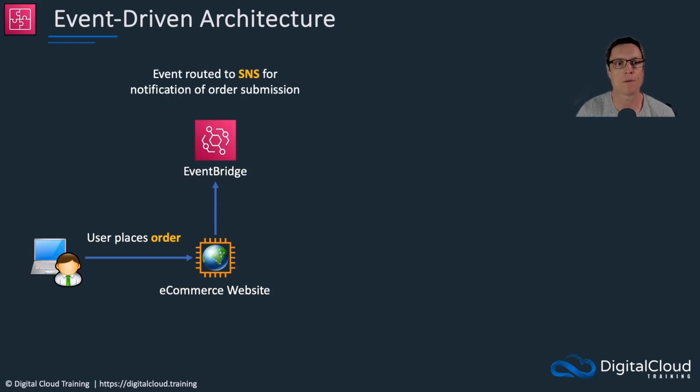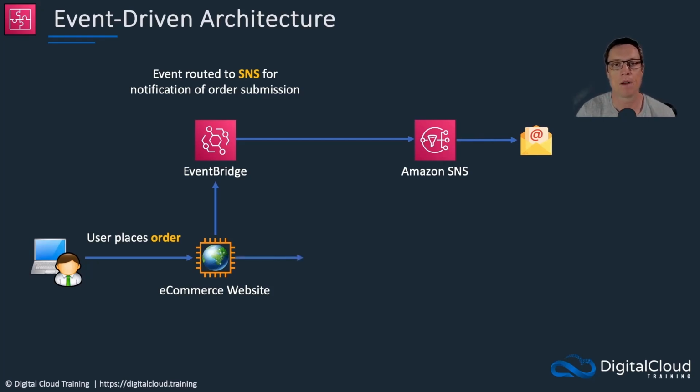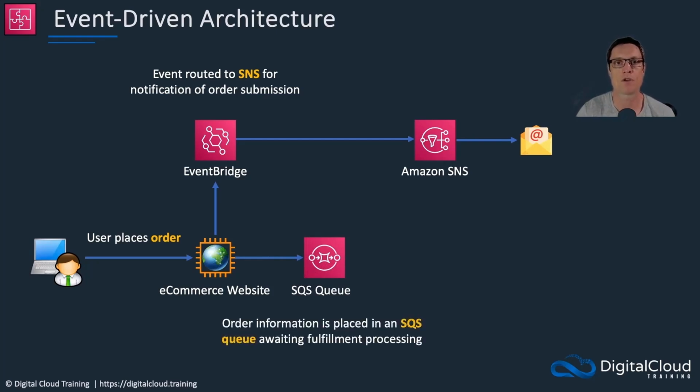So a rule in EventBridge is going to route some information through to the Simple Notification Service to notify the customer that the order has been submitted. So here SNS is sending the email out. Meanwhile, the information about the order is placed into an SQS queue. So the Simple Queue Service is being used here. A message goes into the queue with some information about the order.